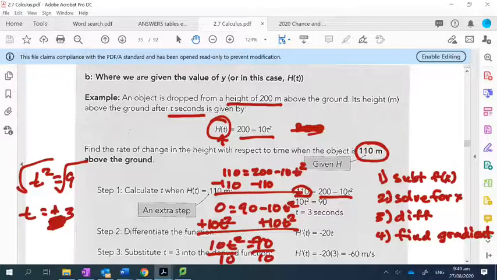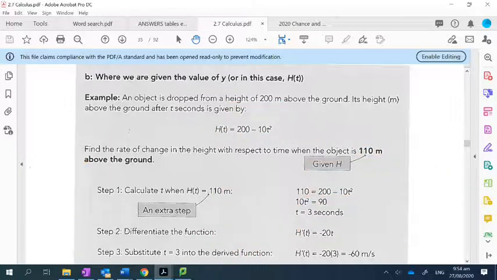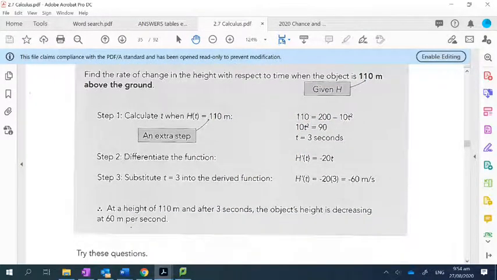Everybody see that so far? Okay. Now, they simply found the derivative of the function.